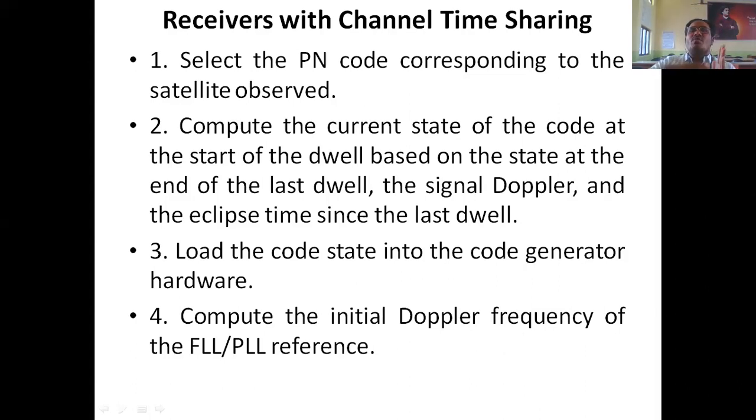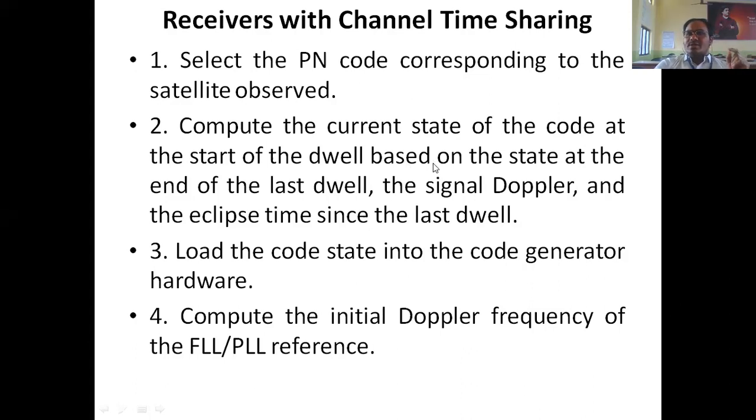So receiver will wisely select the PN code that corresponds to a particular satellite, because there are 24 satellites. 24 satellites information is present in the receiver. So if from any of the satellite the signal is received, to that particular satellite, it will have a PN code that will be selected by the receiver in the first step. Able to understand?